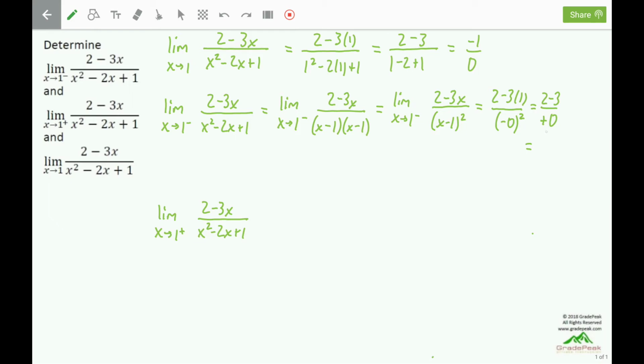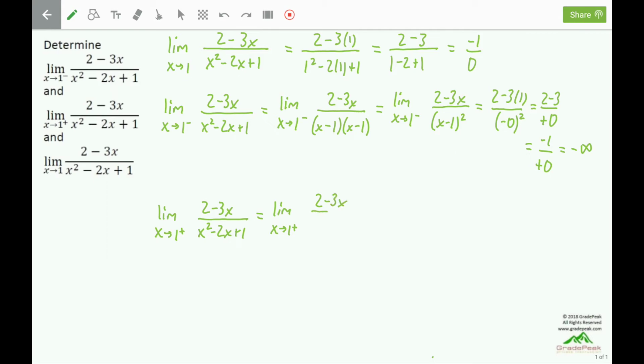And so the result is 2 minus 3, which is a negative 1, over a positive 0. A negative over a positive is negative. A non-zero over 0 is an infinity, and that comes out to negative infinity. There's the result of the left-sided limit. The right-sided limit will work out in a similar fashion.